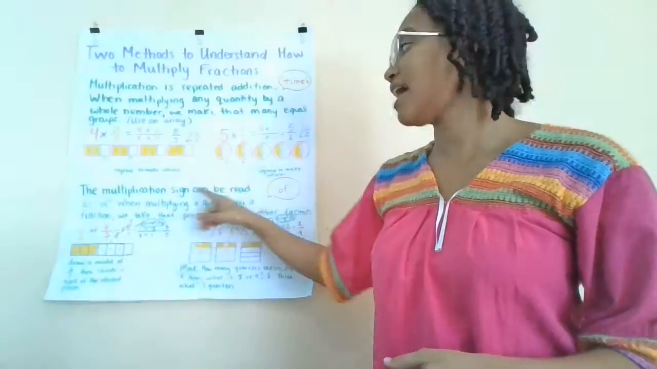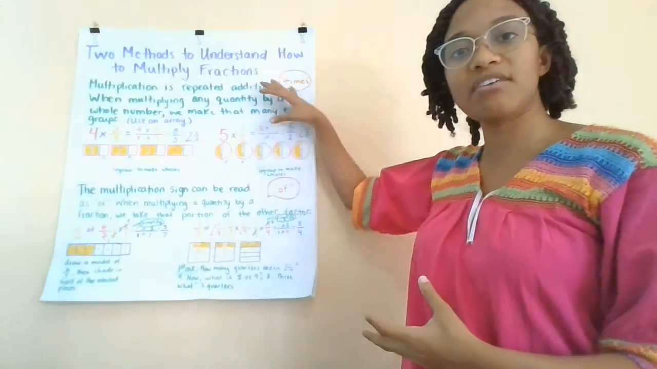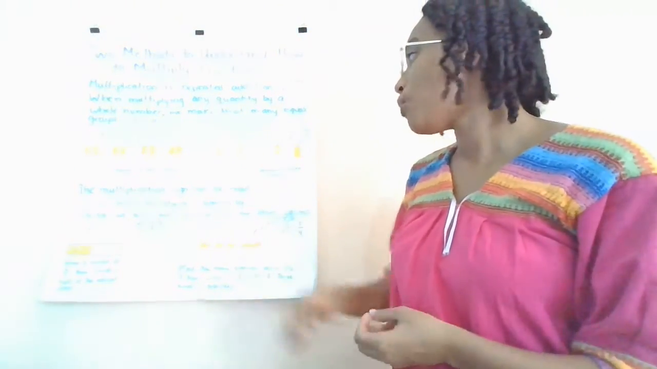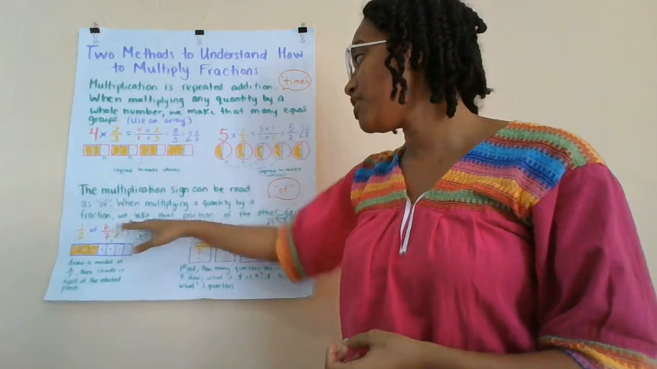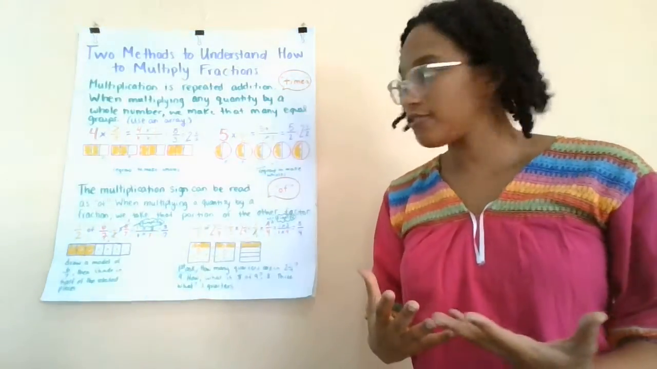The multiplication sign can also be read as the word "of." So instead of thinking of it as times, we're going to say "of" in this section. When multiplying a quantity by a fraction, we take that portion of the other factor. So let's look at the first example.